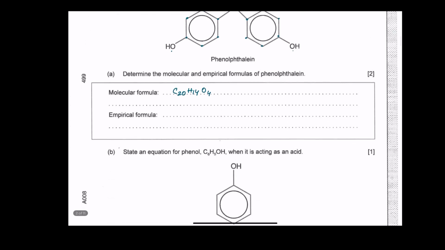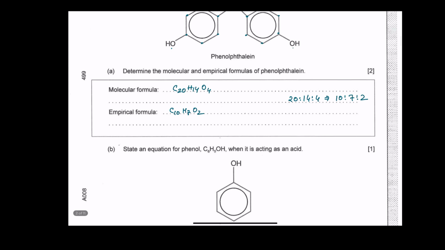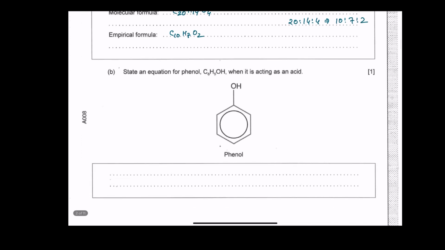Empirical formula is basically the simplest whole number ratio of the molecular formula. So 20 is to 14 is to 4. If I divide everything by 2, I'll get 10, 7, 2, which cannot be simplified further. So the empirical formula is C10H7O2. Fine.